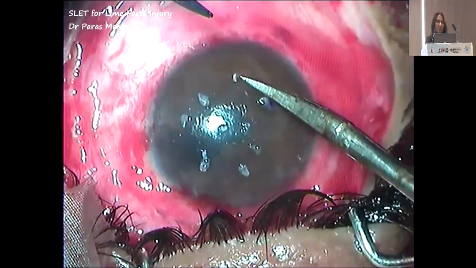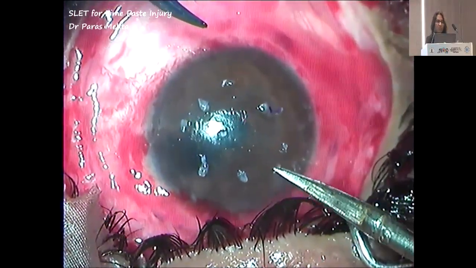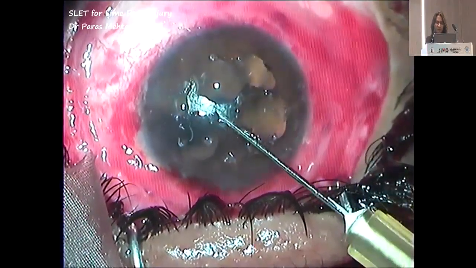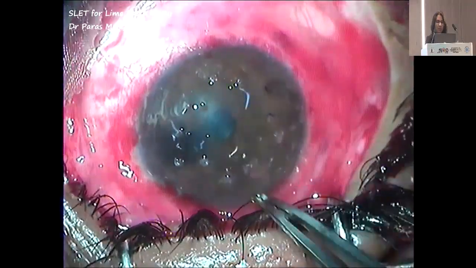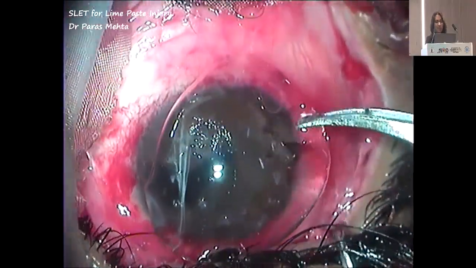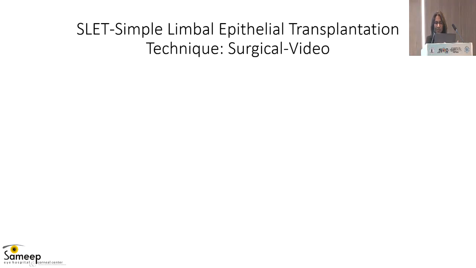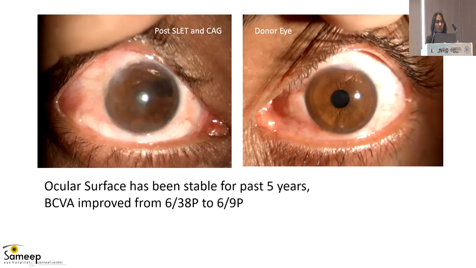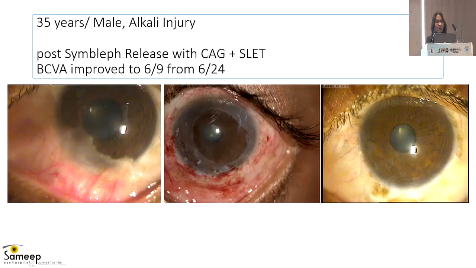You can see that small pieces are made out of that limbal tissue. A very small tissue is required, and this is arranged and tissue glue is being applied. Once it sets onto the cornea, BCL is put and the tarsorrhaphy is applied. This is the post-op result of the same patient, almost 5 years post-surgery. You can see that the cornea is looking very well, the donor as well as the recipient cornea.